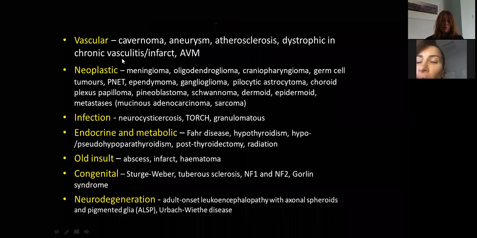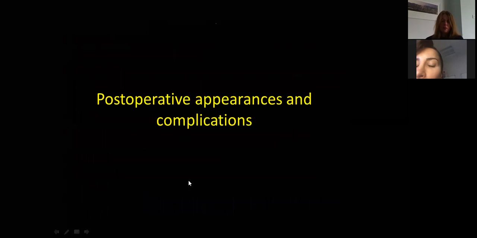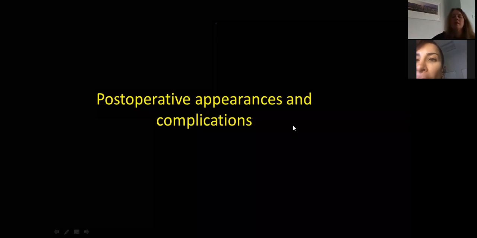And then, so we've covered vascular, neoplastic, a bit about infection. These old abscess, old infarct, old hematoma, they can all calcify. Infarct is probably the commonest of those. I haven't shown tuberous sclerosis or NF1, NF2, but these can all have subependymal nodules, etc. And then you've got all these things that the neurologist will see, which can cause calcification.